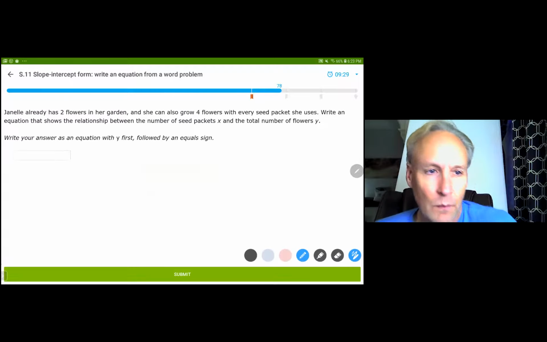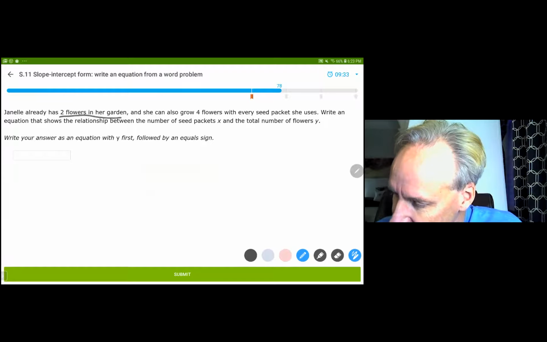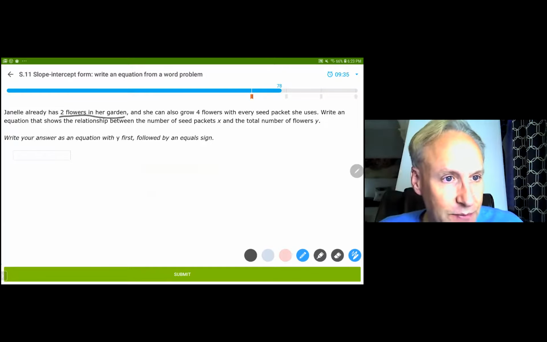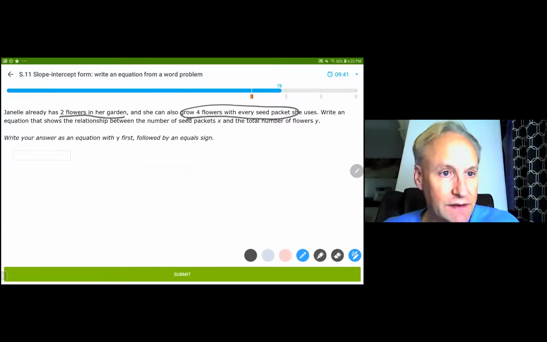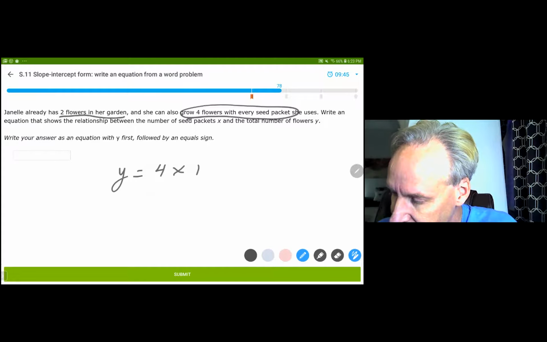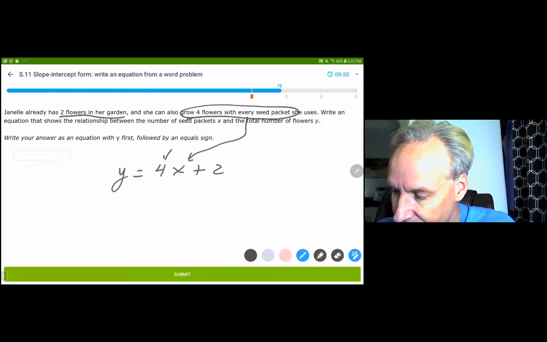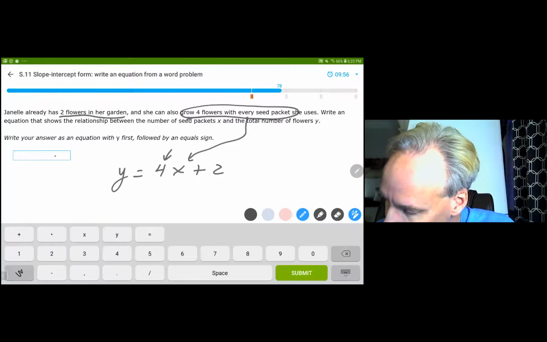Janelle already has 2 flowers in her garden. There's her y-intercept or her starting point. And she can grow 4 with every seed packet. So there's her rate. So y is equal to the 4x plus 2, of course. X is going to represent the seed packets. 4 is the rate at which she gets plants out of them. 2 is what she started with. And we're good to go. Y equals 4x plus 2.